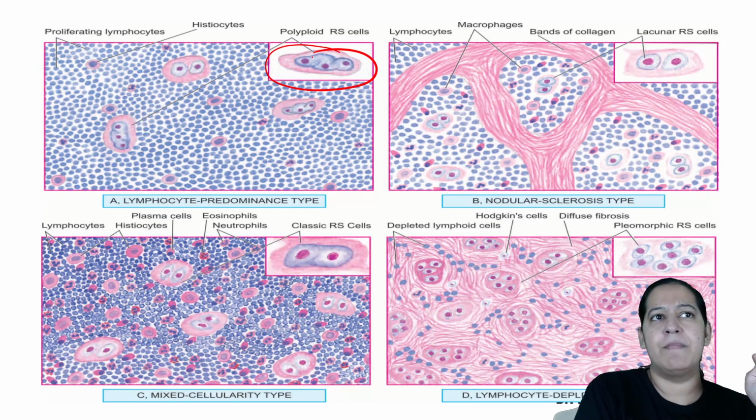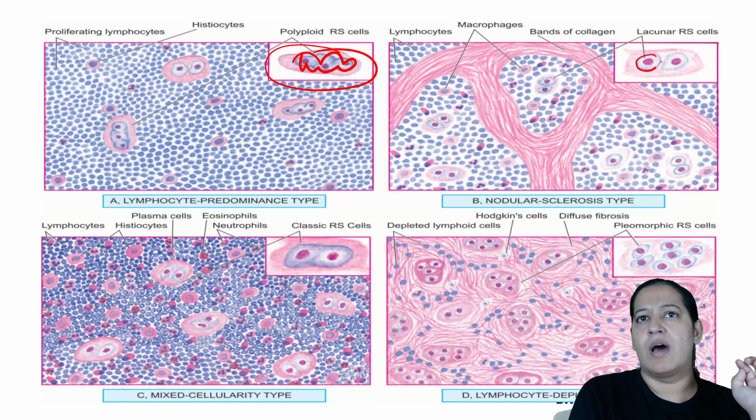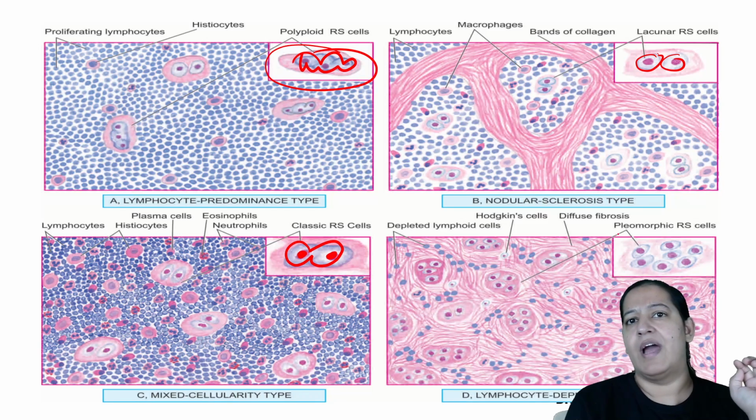This is popcorn type. You can see here it is popcorn type. You can see this is lacunar. A lacuna is present around it, a white color. This is typical classical owl-eye, bilobed nucleus with prominent nucleoli, and this one is pleomorphic. So you should identify the 4 types of RS cells for your image-based questions.